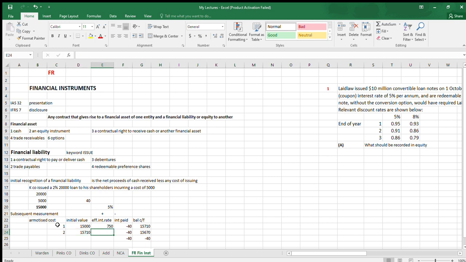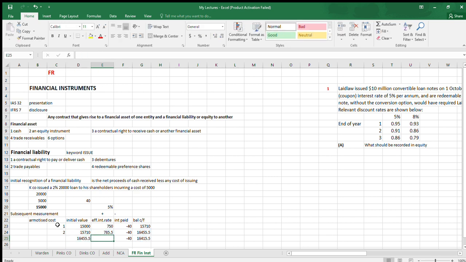So now the effective interest rate is also 5%. So 5% multiplying the figure here. Then you bring your 40 interest paid. That's 2% of your 20,000. And this is your balance carry forward. So your balance carry forward here will become your initial value here. So you bring the same thing here.